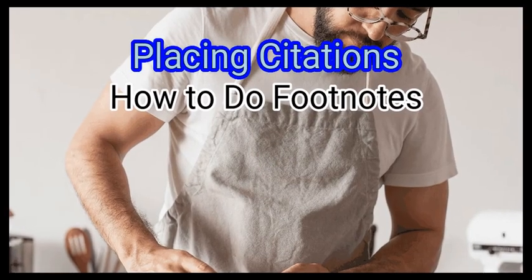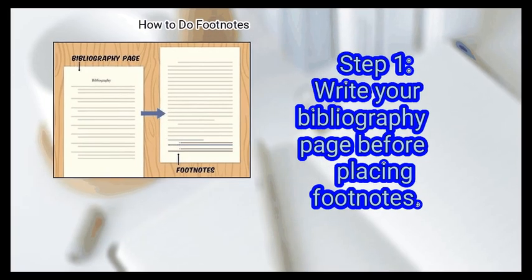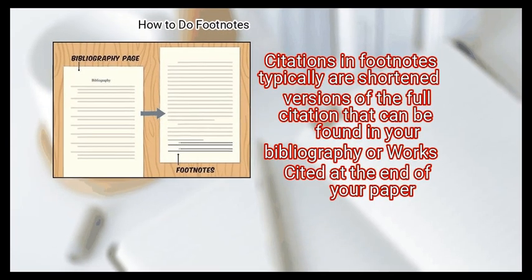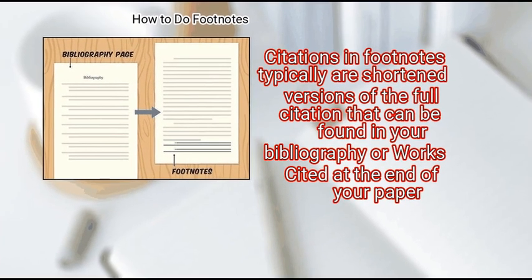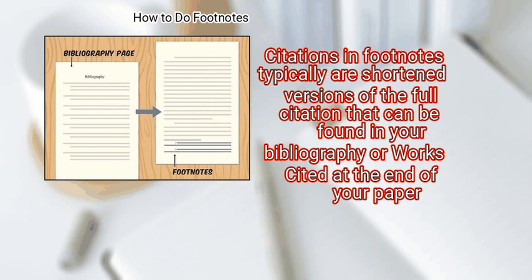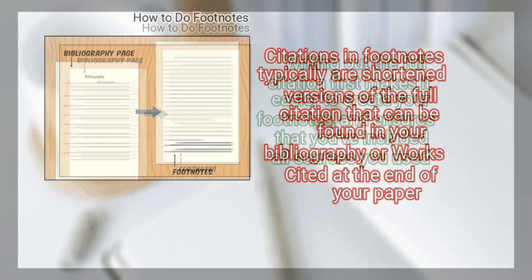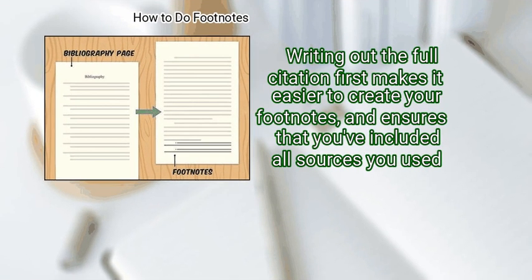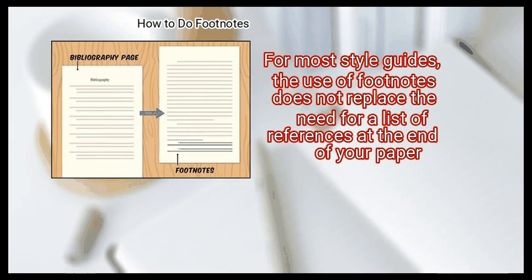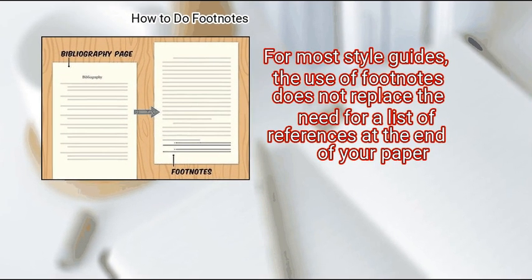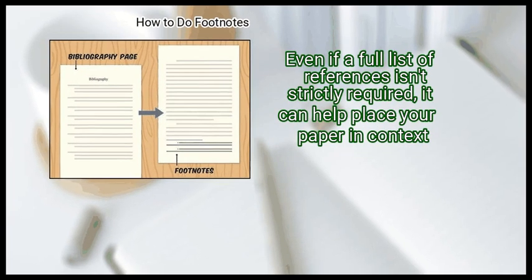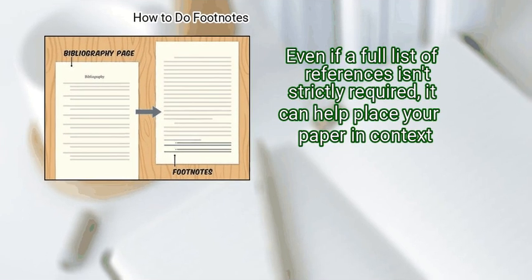Method 2. Placing citations. Step 1. Write your bibliography page before placing footnotes. Citations and footnotes typically are shortened versions of the full citation that can be found in your bibliography or works cited at the end of your paper. Writing out the full citation first makes it easier to create your footnotes, and ensures that you've included all sources you used. For most style guides, the use of footnotes does not replace the need for a list of references at the end of your paper. Even if a full list of references isn't strictly required, it can help place your paper in context.